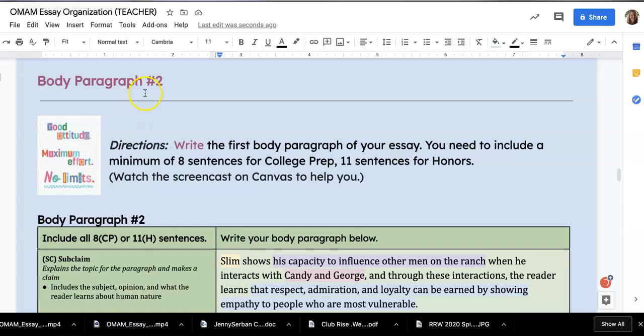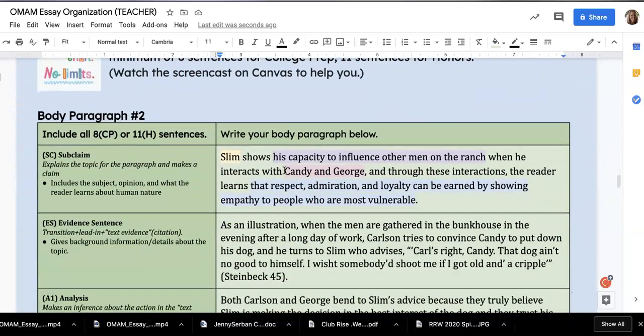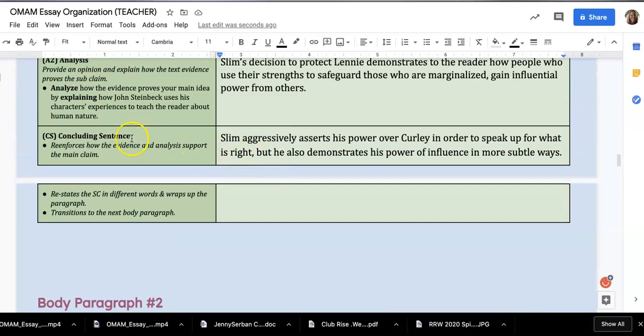Before I go into the body paragraph number 2, what I do want to do is remind you to check to make sure that there is a clear transition from your body paragraph number 1 to your body paragraph number 2. And that transition should happen in this last concluding sentence. See how it says it transitions to the next body paragraph, which means you should have something about the paragraph above that you've written about that gives some kind of final thought and wraps the paragraph up. You can also restate the subclaim in your own words if you want in order to wrap it up.